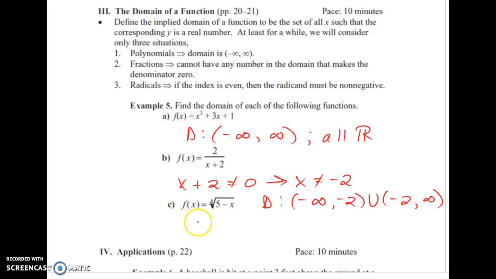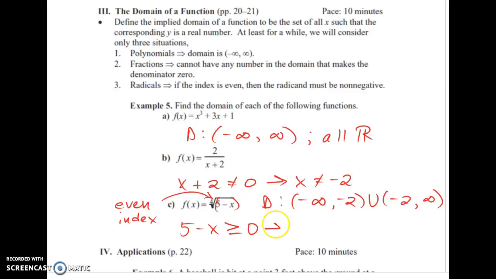Part C. f of x equals the fourth root of 5 minus x. I'll highlight my radicand, and my index, particularly, we'll note here as even. Okay, now because the index is even, I'll go back up top here to the third situation with radicals. If the index is even, then the radicand must be non-negative. So we'll go ahead and we'll say 5 minus x must be greater than or equal to 0. So whatever x is, when you plug it in, do 5 minus that number, it must always be positive, and this is how you write a positive number, greater than or equal to 0. So it can be equal to 0 technically.